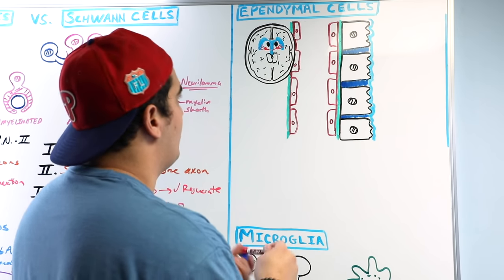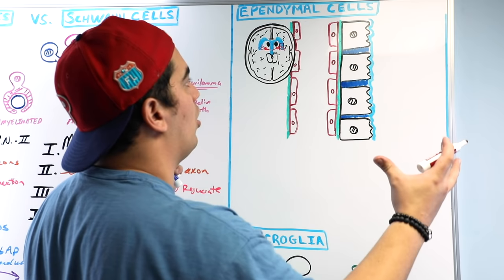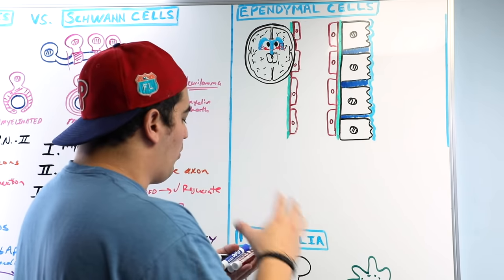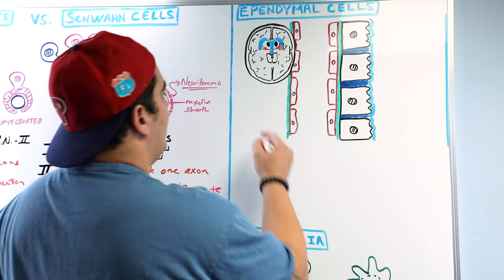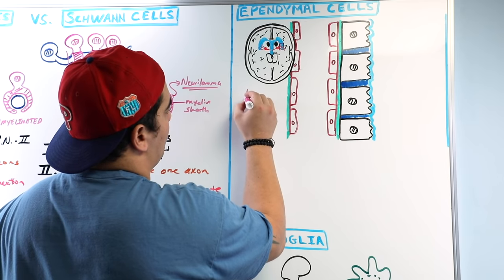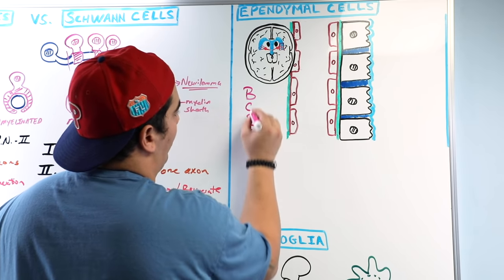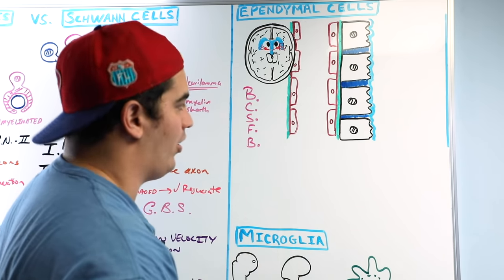What we're gonna do is take a cut right here and zoom in on it and take a look. First thing I need you to know is what we're actually looking at here, and what the ependymal cells are a part of. We're gonna label this. This is a part of what's called your blood CSF barrier. That is what they're a part of, your blood CSF barrier.